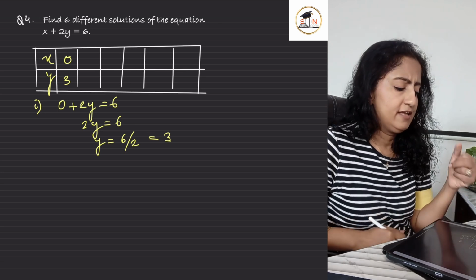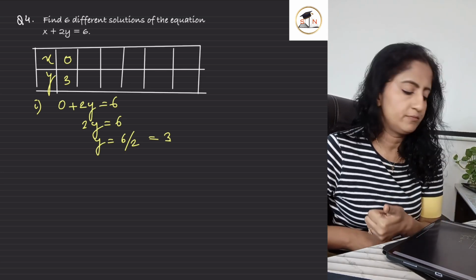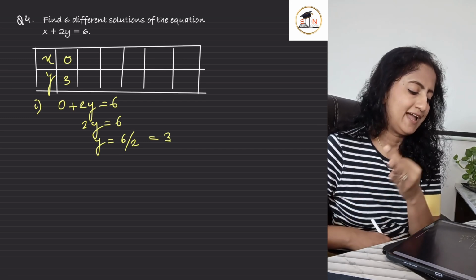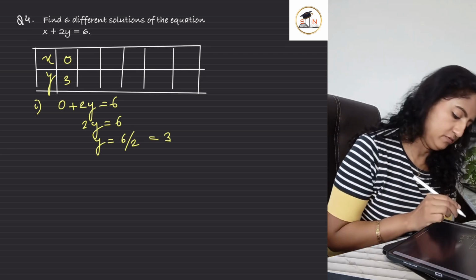So what did we get? We got the first set of values, that is the first solution for the given equation x plus 2y equals 6, and the solution is (0, 3). Okay. Now the second one.